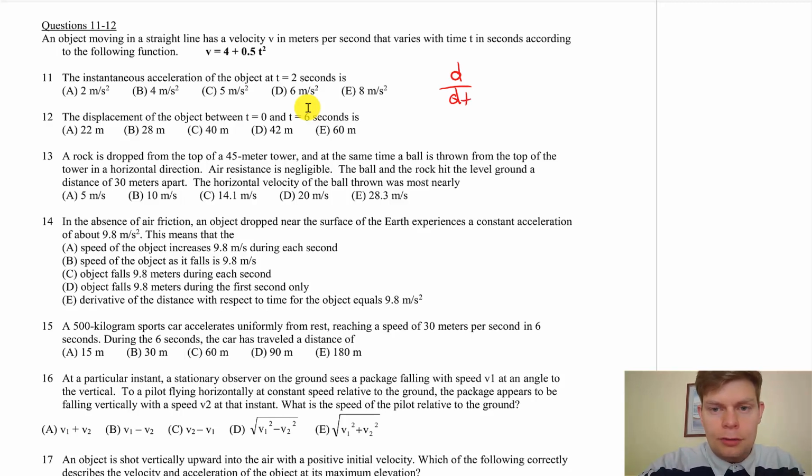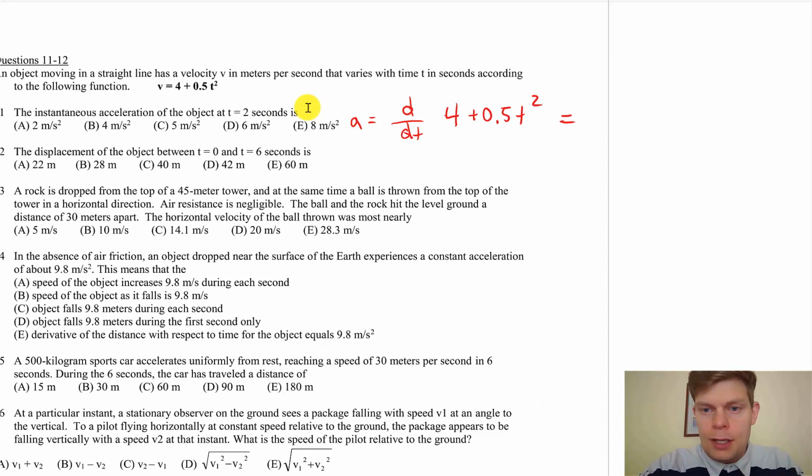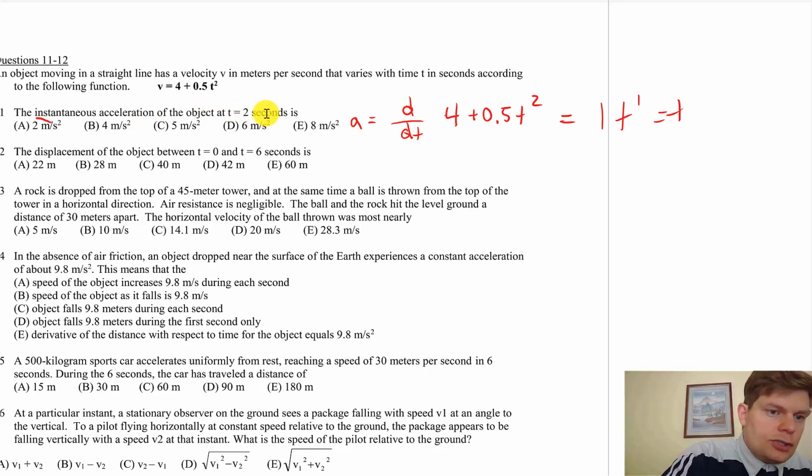And so dv/dt of 4 plus 0.5 t squared would just be equal to, the 4 goes away if you take the derivative, and then for this guy, our coefficient is just these two multiplied together, so it would be a 1, which we can ignore. I'll leave it there for now. And then our exponent goes down by 1. So 1 times t to the power of 1 is just t, so not so bad. And so if we want to know the instantaneous acceleration at 2 seconds, it's just 2.